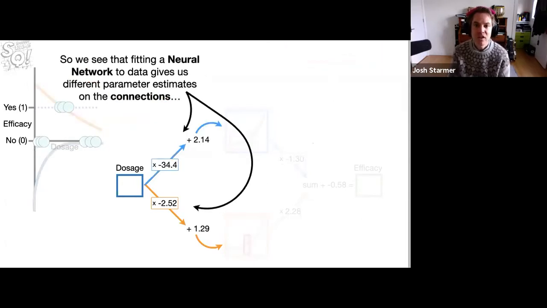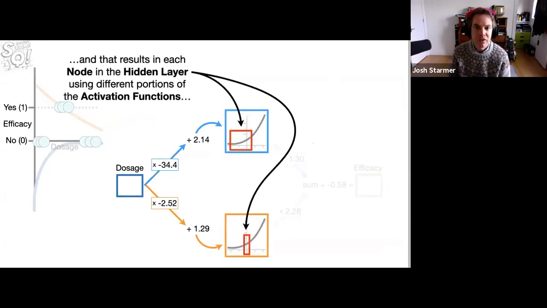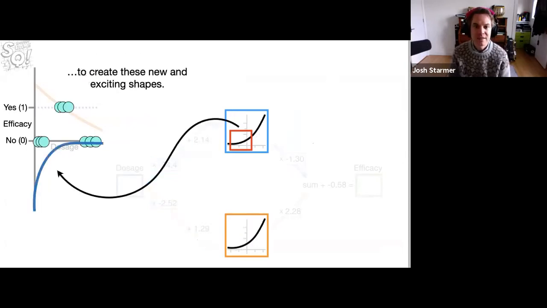So we see that fitting a neural network to data gives us different parameter estimates on the connections. And that results in each node in the hidden layer using different portions of the activation functions to create these new and exciting shapes.